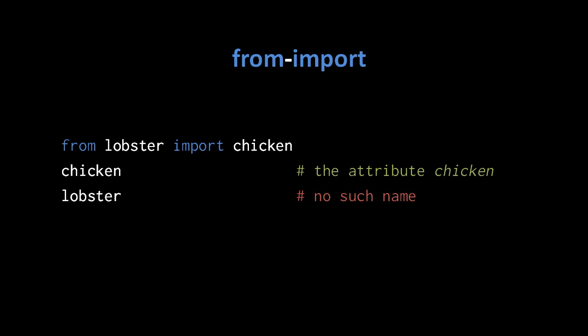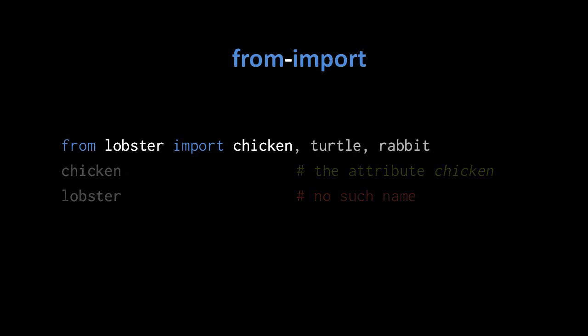So we can use chicken directly. We don't have to write lobster.chicken, we can just write chicken. And if we try and use lobster, that's an exception because we didn't actually assign the module into the local namespace. And in a single from import statement, if you want multiple attributes, you just list them separated by commas. So this imports 3 attributes from lobster: chicken, turtle, rabbit, and it assigns all of them directly into the local namespace.